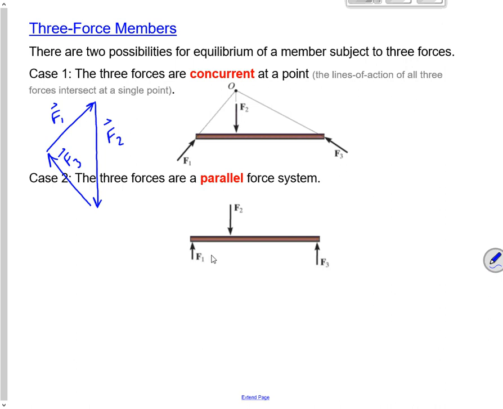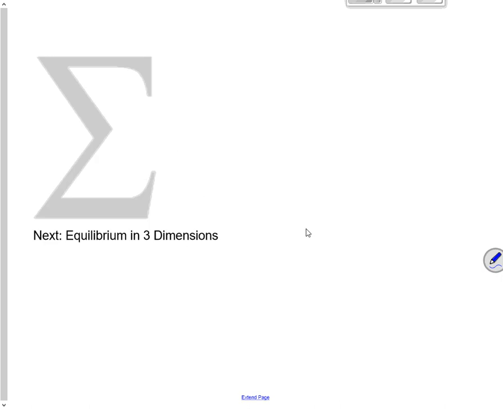If the three forces are a parallel force system, they all have to add up to zero, and then I need a moment equation to get the moments to be zero. And that's all I need. Next time we'll talk about systems in three dimensions.